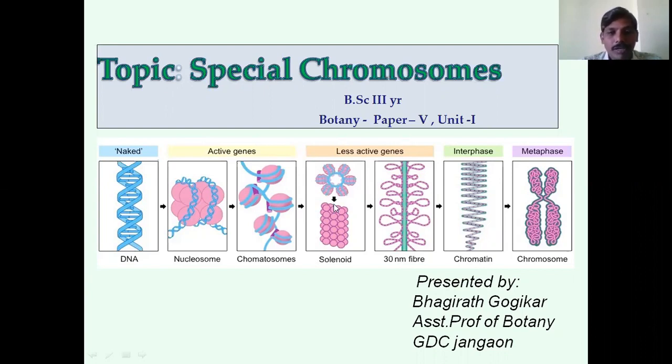These solenoid structures undergo a supercoiling process. It makes a 300 nanometer chromatin fiber. This chromatin fiber is highly condensed, undergoes supercoiling and is highly folded. It makes a metaphase chromosome. So in this fashion, we can observe the DNA molecule is highly condensed and organized in the metaphase chromosome during the cell division process.